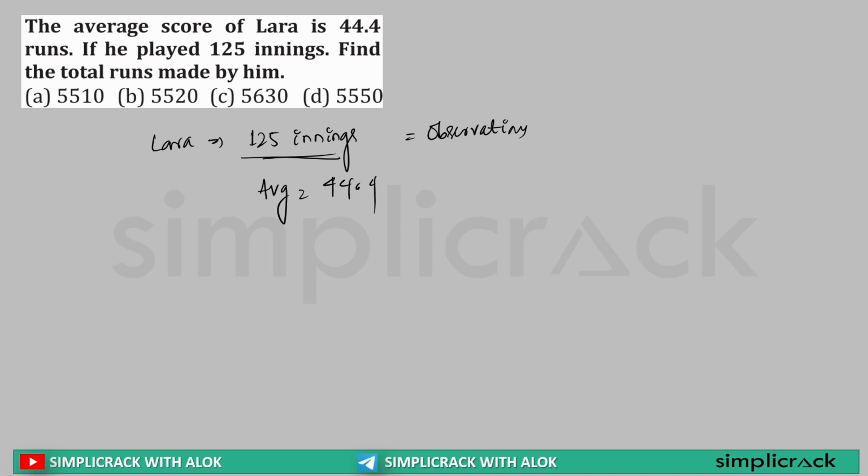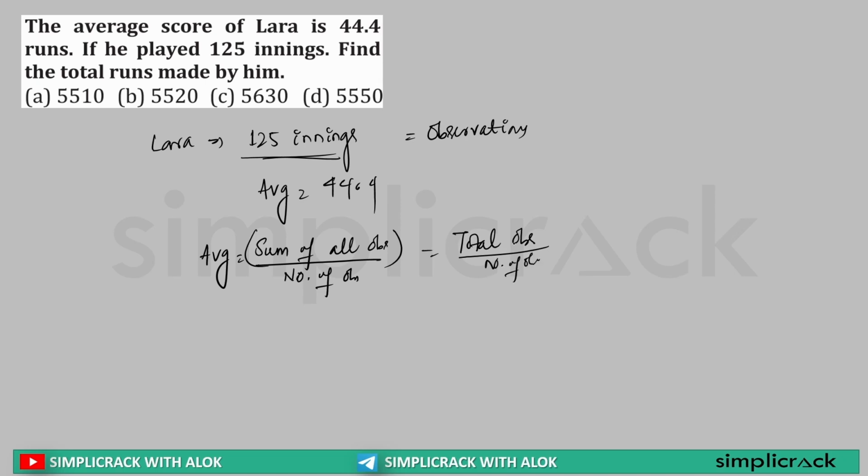Now, average score, average run is what? 44.4. Now understand this. What is the formula of average? Sir, sum of all observations divided by number of observations. Yes or no? Now, here it is said, sir, Lara's average score is 44.4, which is equal to total score of Lara divided by number of innings he played, that is 125.